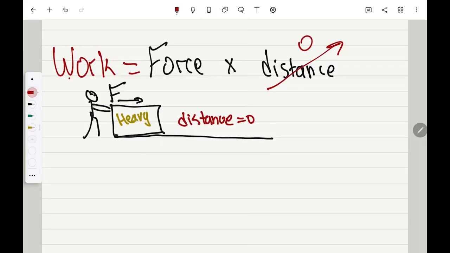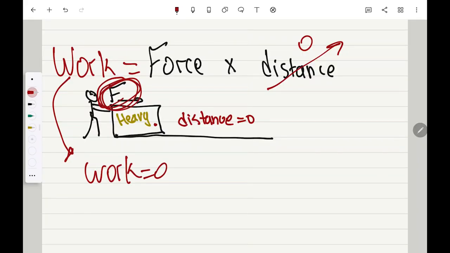Now, work in this case, you should ask yourself, does work exist? Does it not exist? Because the man did actually try to push the box, but unfortunately it didn't move. This makes us understand one thing that's very, very simple. It doesn't matter how much force you apply on an object. If it doesn't move, your work is always 0.